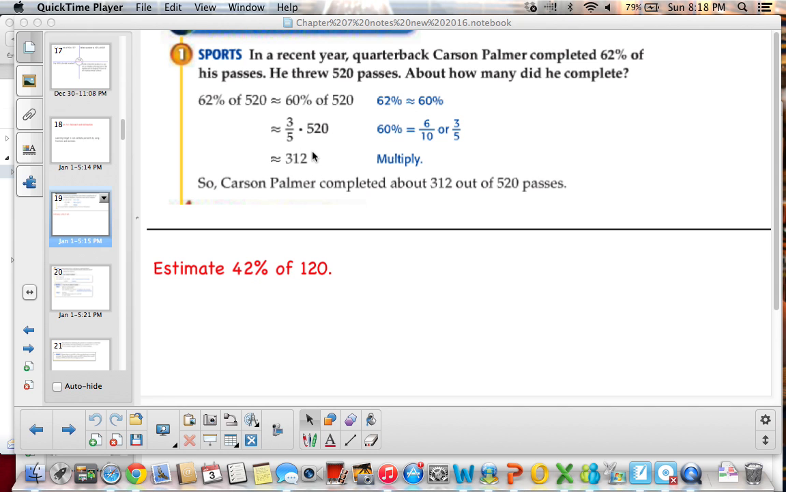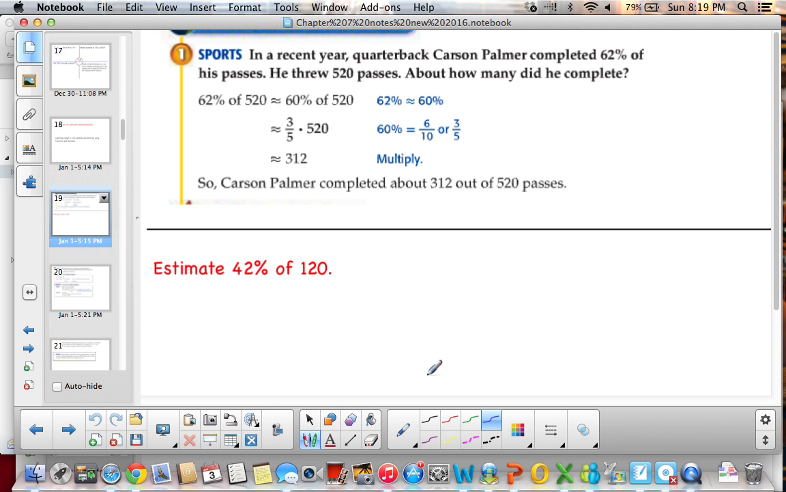So we are able to do that without needing to use our calculator or without even needing to change it to a decimal. So if we want to estimate 42% of 120, we know that 42% is really close to 40%. So we're going to change and we're going to find 40% of 120.